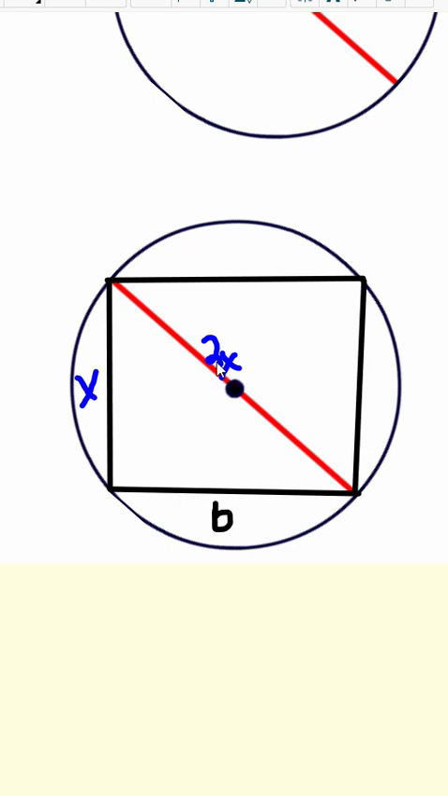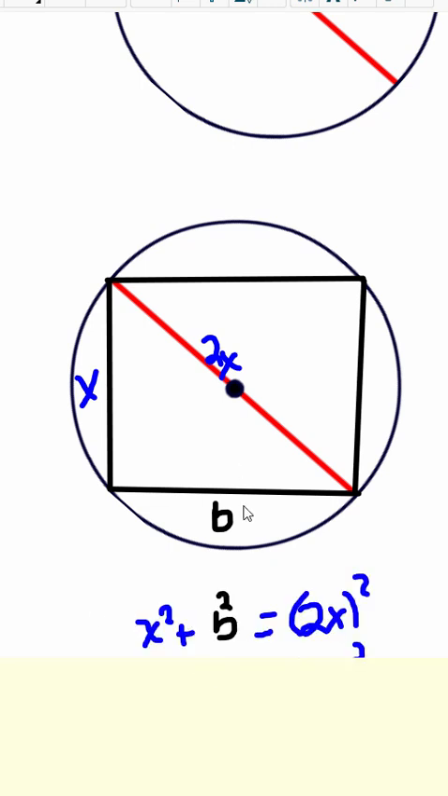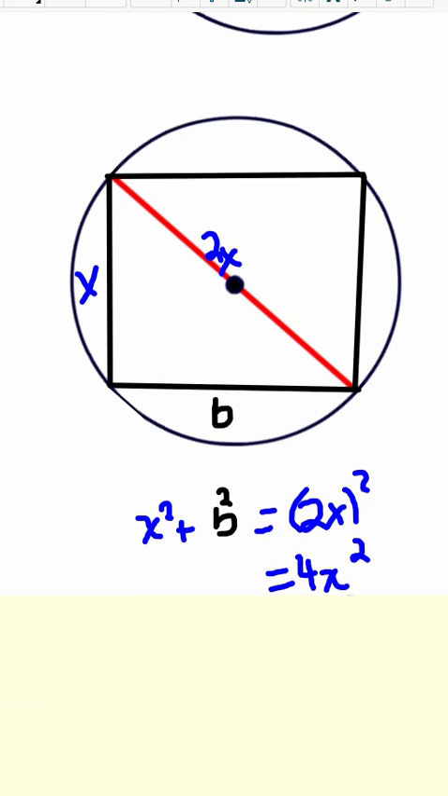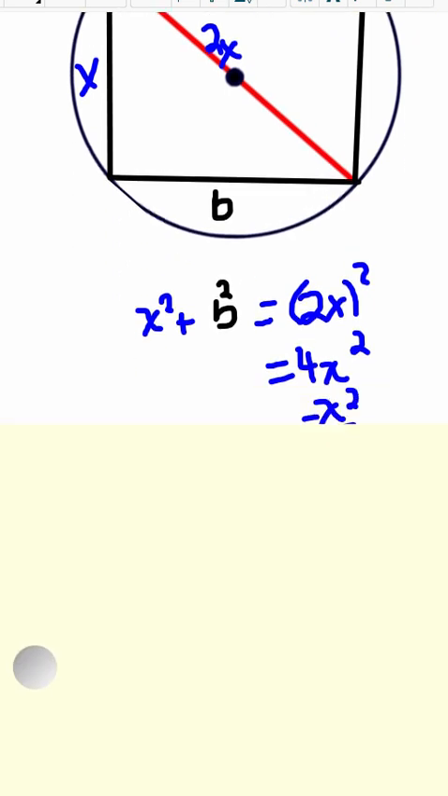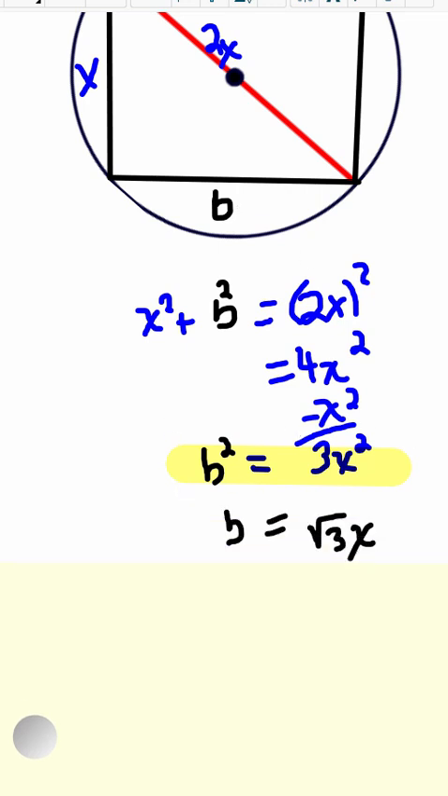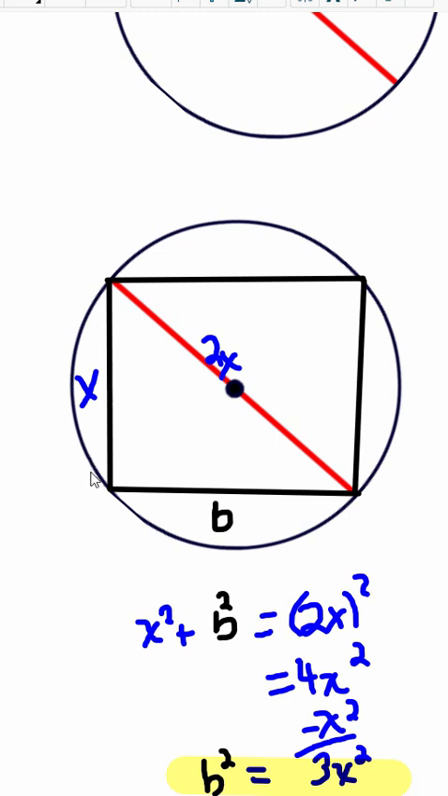A squared plus b squared is c squared, or in this case, x squared plus b squared equals (2x) squared. (2x) squared is 4x squared. And we're going to subtract this x squared from both sides to see that b squared is 3x squared. We're trying to get this value here, at least in terms of x. So we can take the square root of both sides to find out that b is the square root of 3 times x. So we now know that this is x.